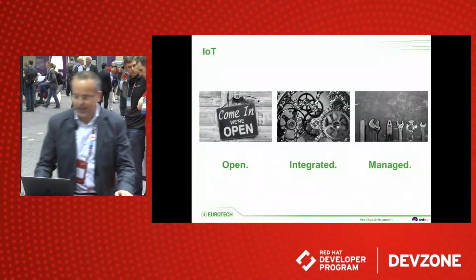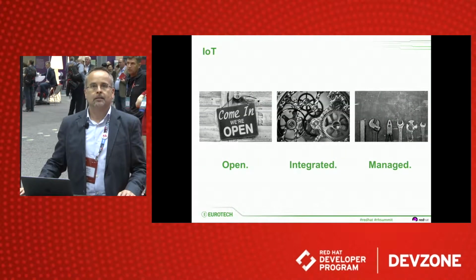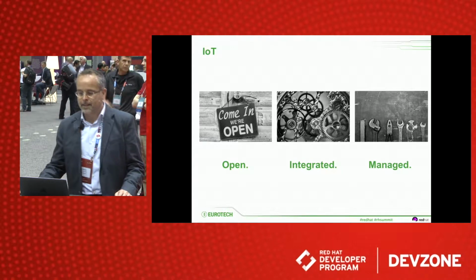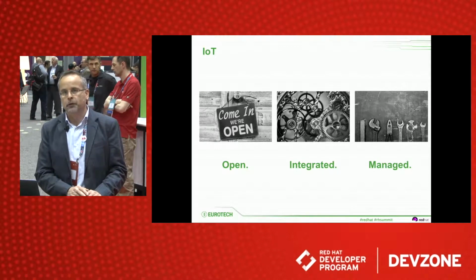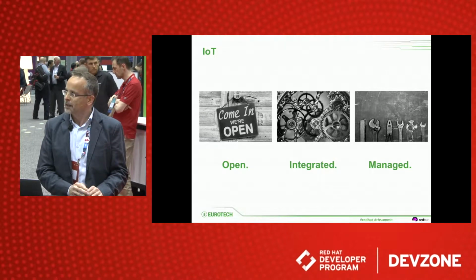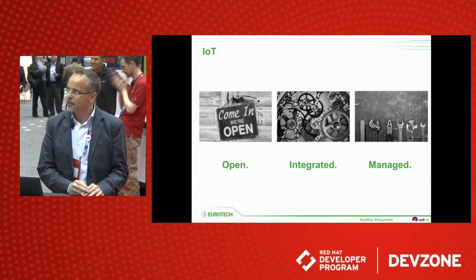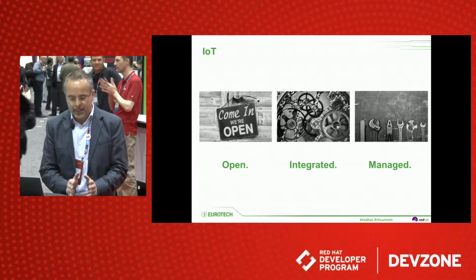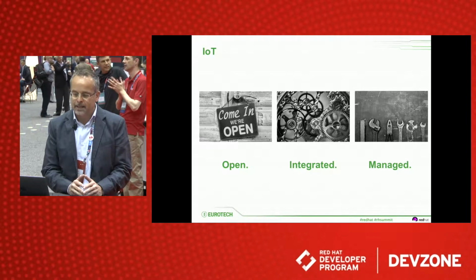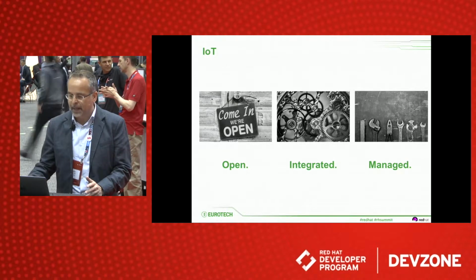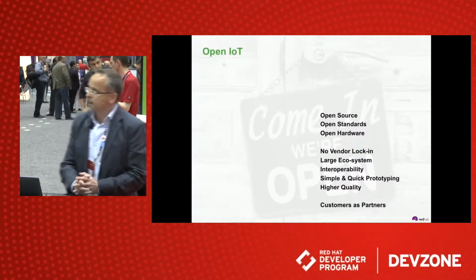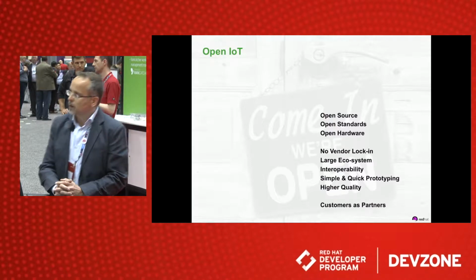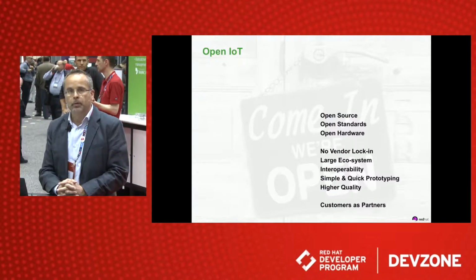So let us start introducing a couple of concepts that we will use in order to walk you through some of the features of the product we are going to showcase today. An IoT solution made simple: open, integrated, and managed. The first part is open source, open standards, and open hardware.